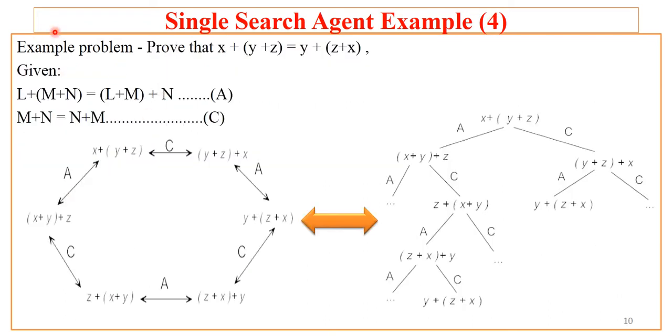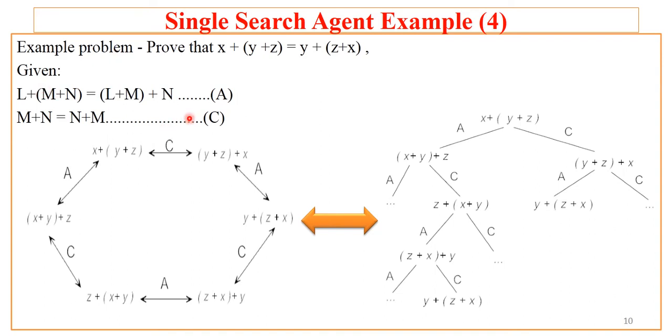Next example is theorem proving. Suppose I want to prove that x plus (y plus z) equals (y plus z) plus x. So what we are trying to prove here mathematically is that x plus (y plus z), that is the composite addition, is equivalent to (y plus z) plus x. Again, y plus z is this composite addition. That's why we have put the brackets here. That means you are getting the same result.